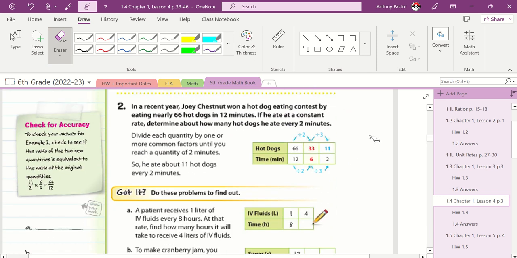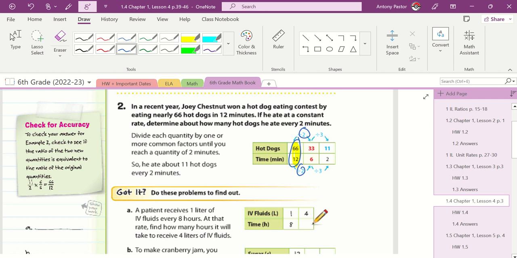In a recent year, Joey Chestnut won a hot dog eating contest by eating nearly 66 hot dogs in 12 minutes. If he ate at a constant rate, determine how many hot dogs he ate every 2 minutes. So if he ate 66 hot dogs in 12 minutes, which is highlighted right here, they want us to find out how many hot dogs he ate every 2 minutes. I'm going to divide these by different quantities. You see here that what they realized with 66 and 12 is they had a common factor of 2. That was their first step.